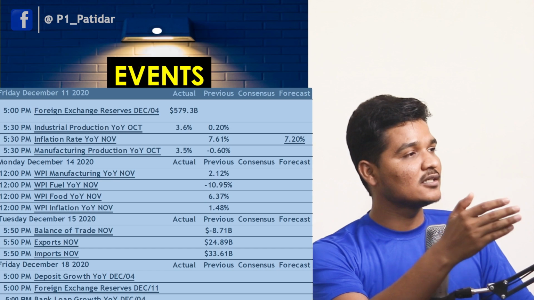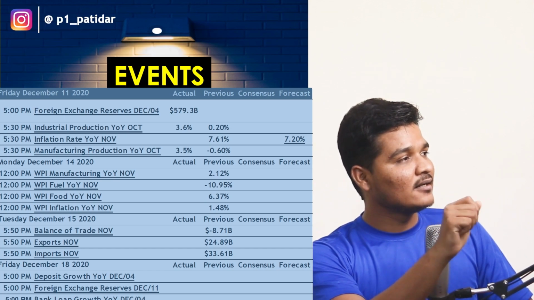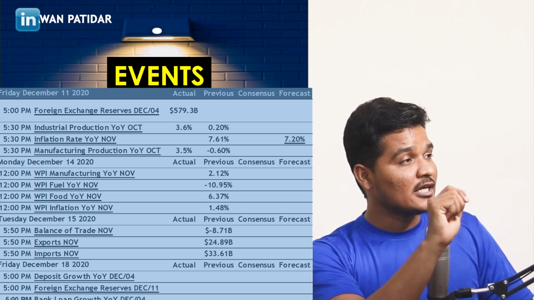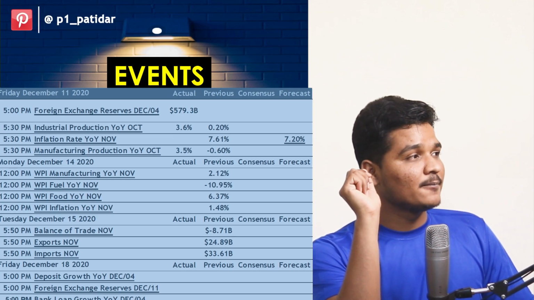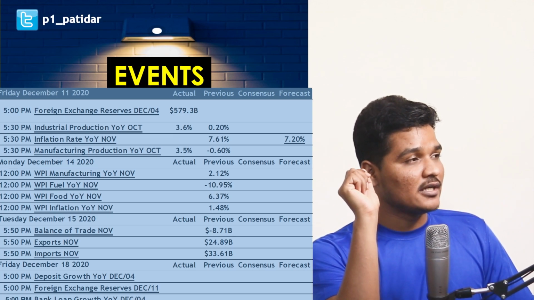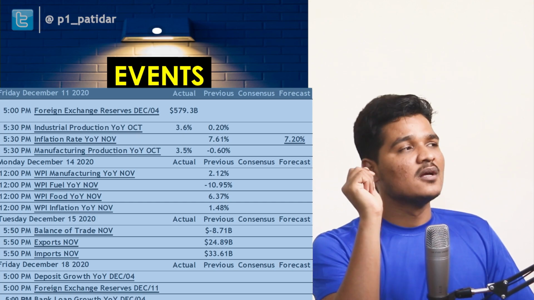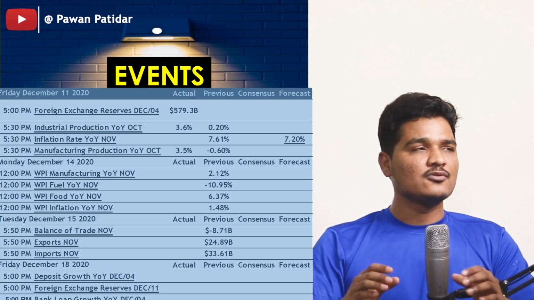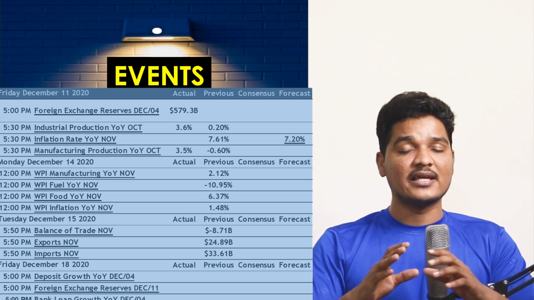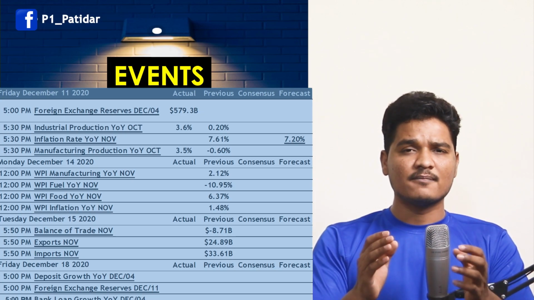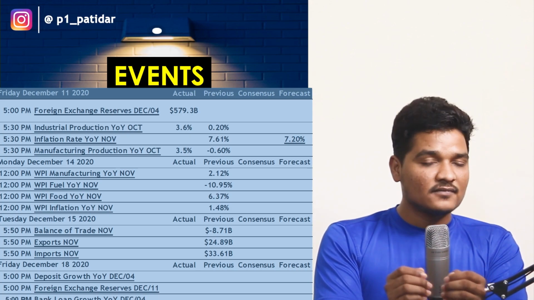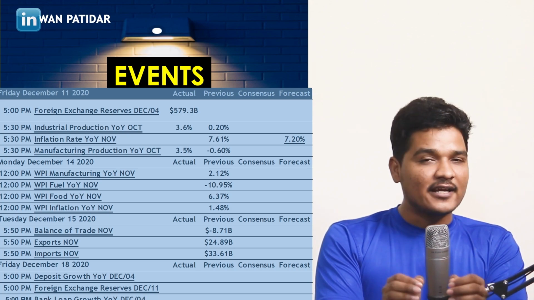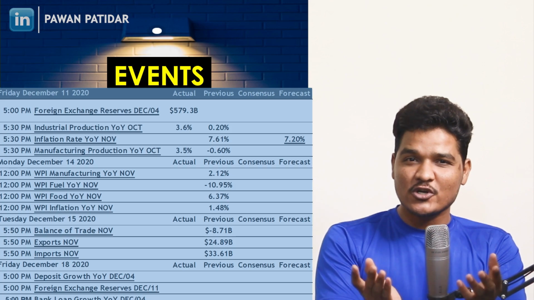If you see here today's events, industrial production year on year growth of October is 3.6% and manufacturing production year on year growth is 3.5%. Well, these are not that much bad news. Still, it is good news because there is growth. If there is growth, it means the economy is moving well, and that's why this news didn't affect the market badly, because it was good news.